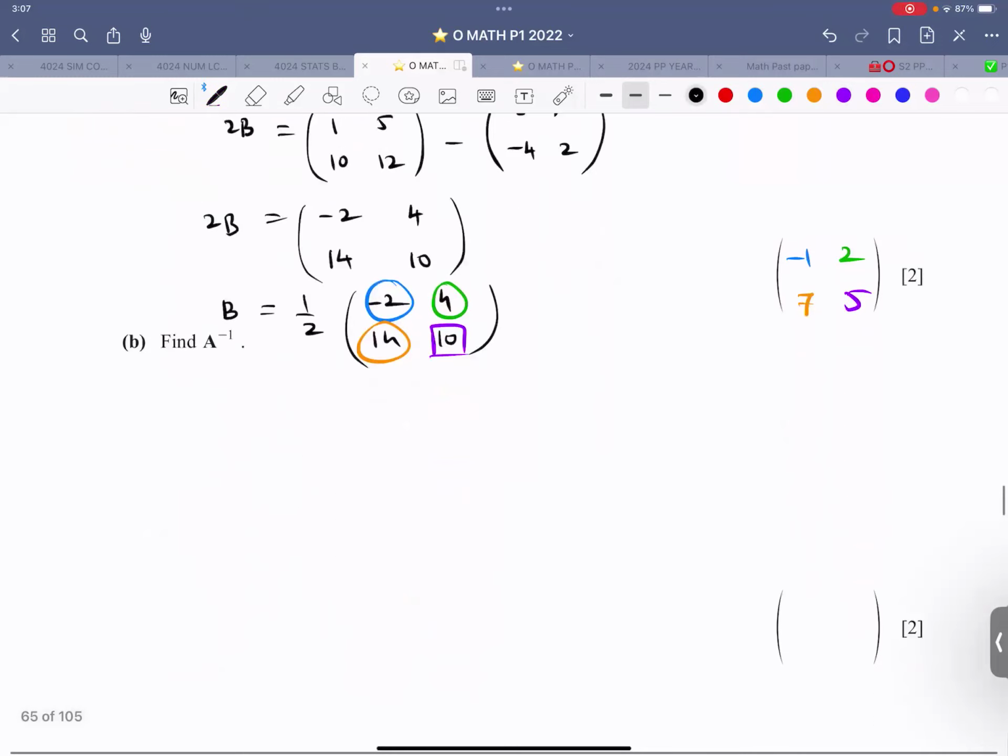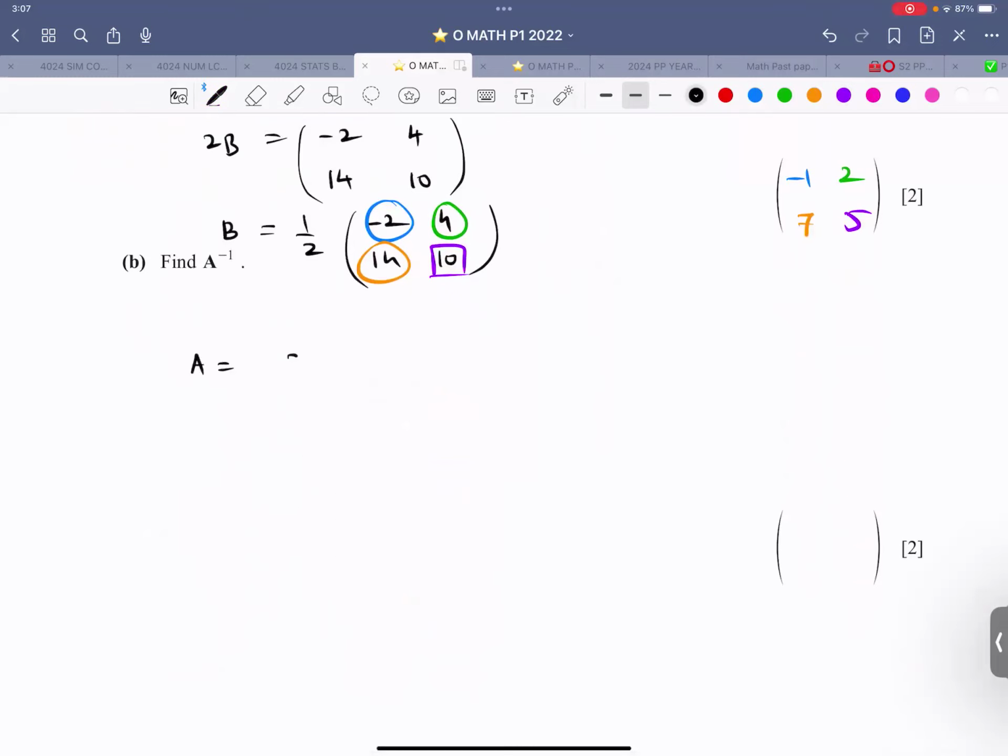A is 3, 1, negative 4, and 2. So determinant of A, 3 into 2 minus 4 into 1. That is 6 minus negative 4. That comes out to be 10.